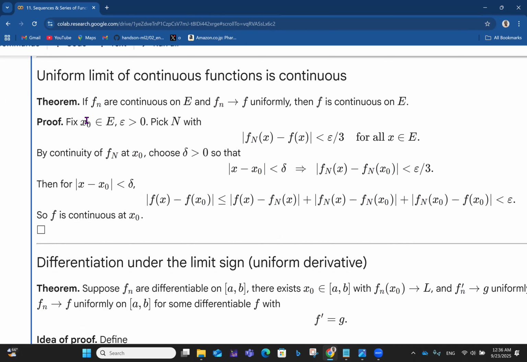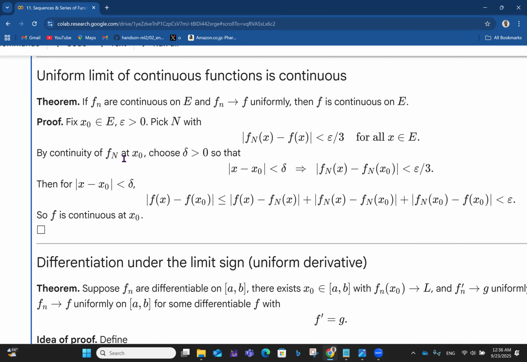That's the deal there. So the proof: fix x naught, which is an element of the set E, and then fix epsilon greater than 0. And then you want to pick a particular N with the absolute value of fN of x minus f of x less than epsilon divided by 3 for all x that are elements of E, right?